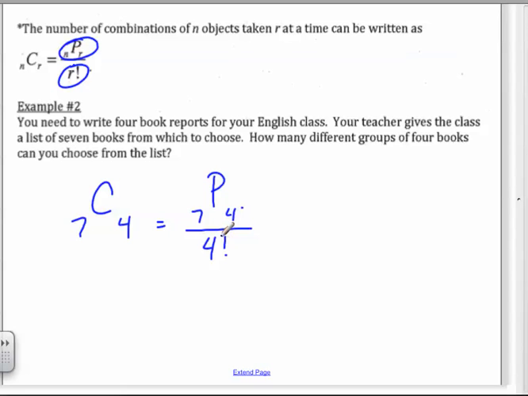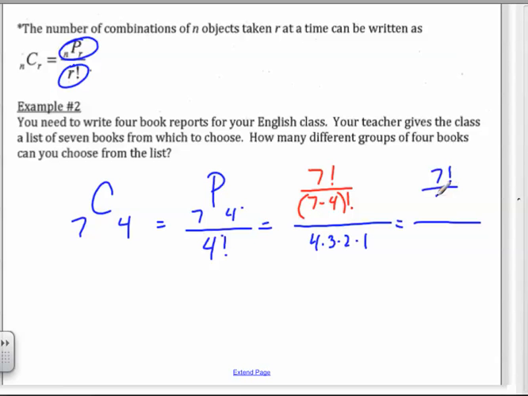Let's list it out. I'm going to write 4 times 3 times 2 times 1. That's 4 factorial. But on top, I've got a different fraction: 7 factorial over 7 minus 4 factorial. Let's simplify this a little more. That's going to be 7 factorial over 3 factorial, all over 4 times 3 times 2 times 1.